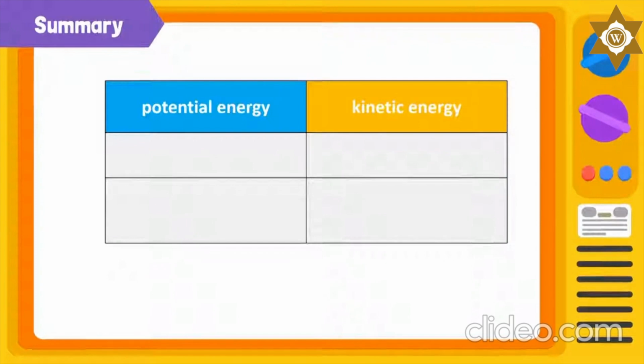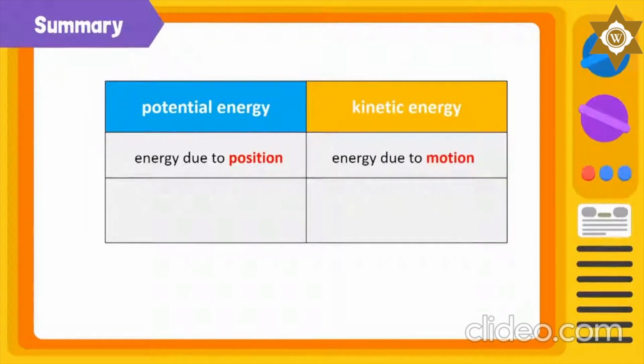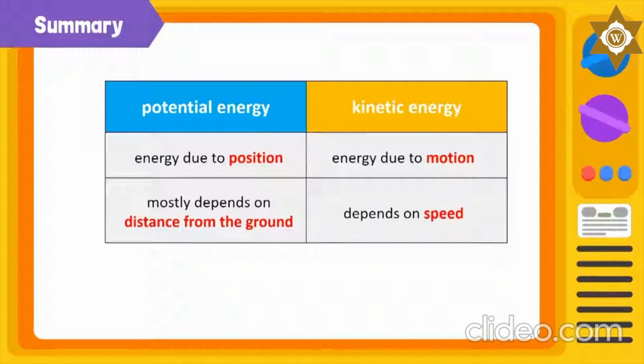Let's summarize. Potential energy is the energy of a body due to its position. Kinetic energy, on the other hand, is the energy of a body due to its motion. Potential energy mostly depends on the distance of a body from the ground. Kinetic energy depends on its speed.